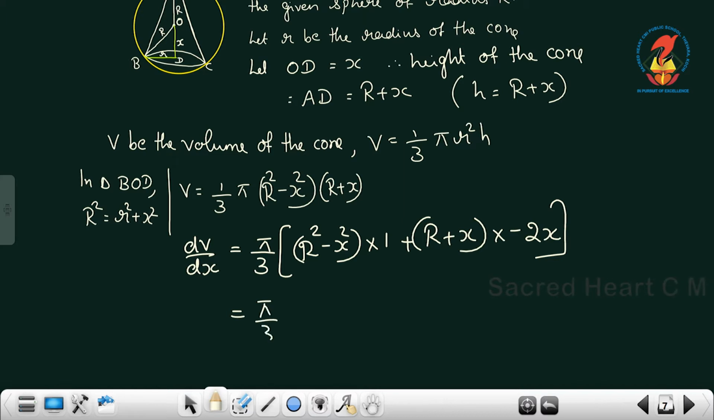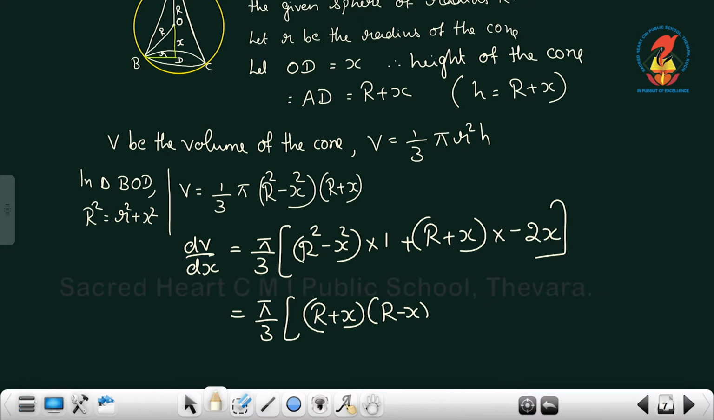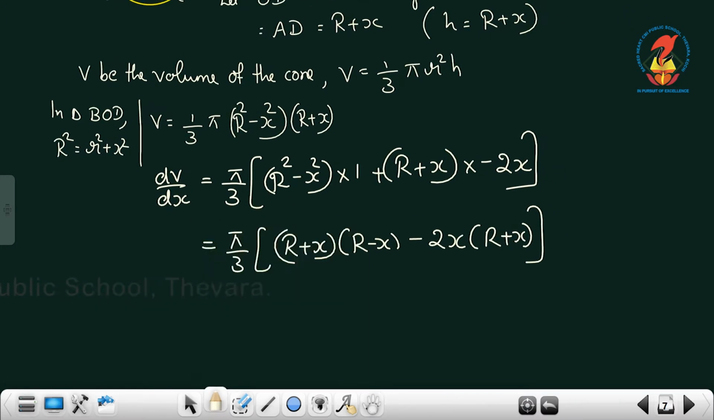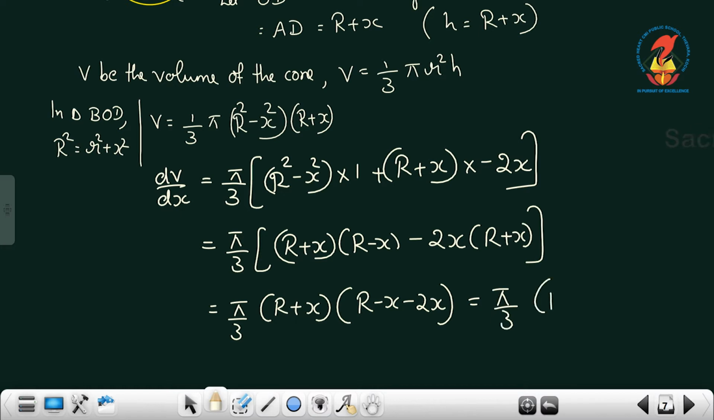Now, for simplification children, this we can factorize. R plus x into R minus x. Otherwise you have to open, just multiply, you will get a quadratic equation. After that you have to factorize. But this is easy. Minus 2x into R plus x. So R plus x we can take out. R plus x into, then bracket, R minus x minus 2x. Or pi by 3 into R plus x into R minus 3x. Okay. So we found the derivative.